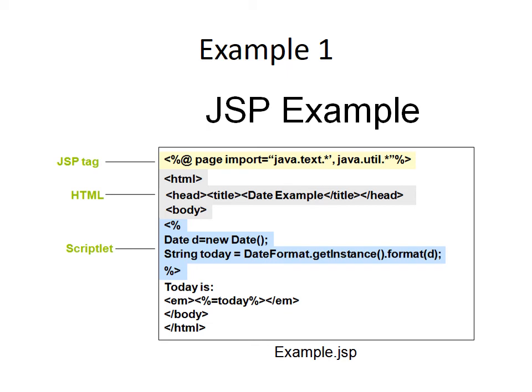Now my scriptlet tag starts here. This is my scriptlet tag because I am putting Java code. So I am saying Date d equal to new Date, meaning I am creating an object. Where do I get this class? This is not user defined. As you know, this is provided in the util package, that is the Date class. So I am creating an object here, right?